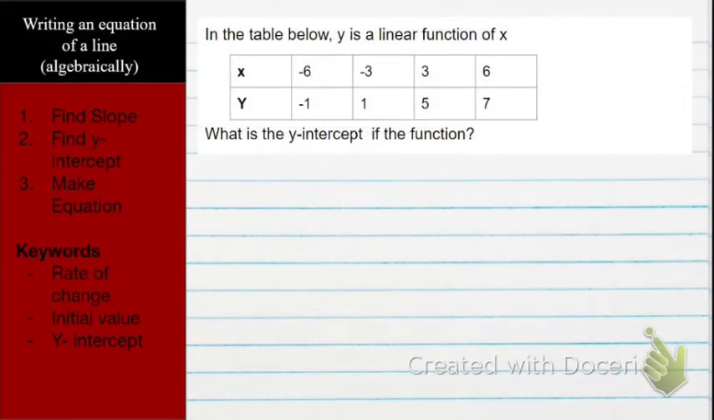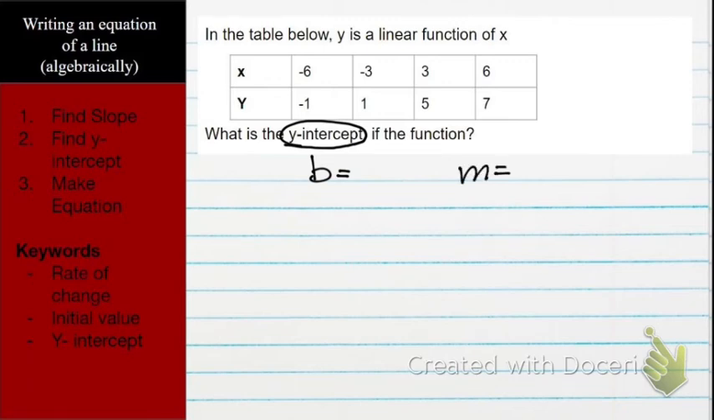Last example. In this question it says, in the table below, y is a linear function of x. So this is a linear function. It says, what is the y-intercept of the function? We're looking for the y-intercept, so we're looking for what b is going to be equal to. So we know we've got to find b, but before I can find b, I need to know what m is.